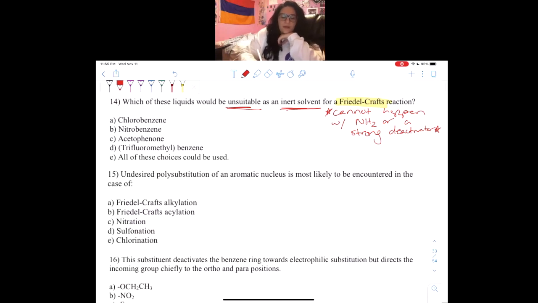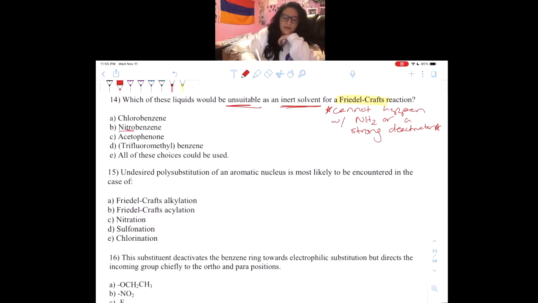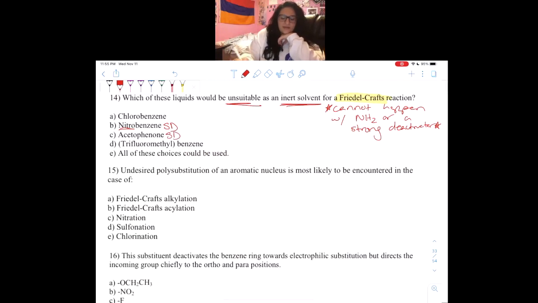So we know that nitrobenzene is going to be a strong deactivator. We know that acetophenone is a strong deactivator. We know that trifluoromethylbenzene is also a strong deactivator. Chlorobenzene is a weak deactivator, and we know that Friedel-Crafts can happen with a weak deactivator, so A is our correct answer.